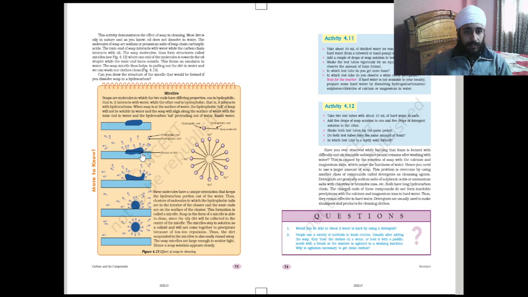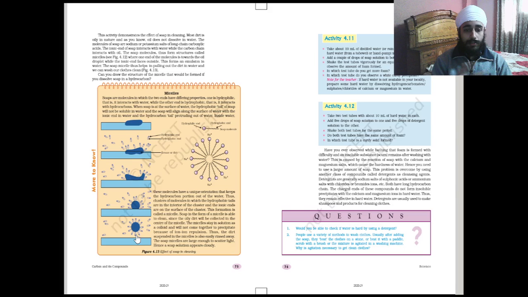The soap in the form of a micelle is able to clean, since the oily dirt is collected in the center of the micelle, completely getting into the center. These micelles will not come together to precipitate because of ion-ion repulsion. Thus the dirt suspended in the micelle is easily rinsed away. It makes a scum or foam, which is easily rinsed away.